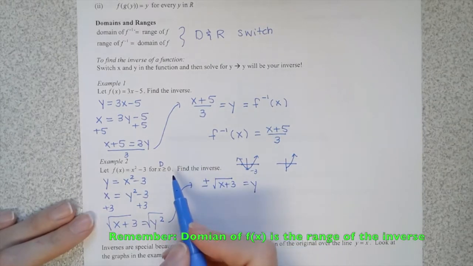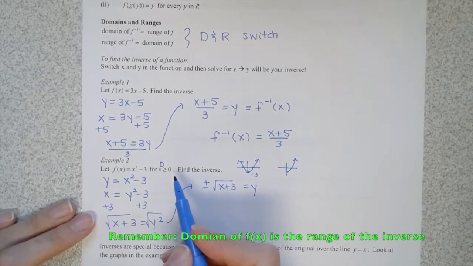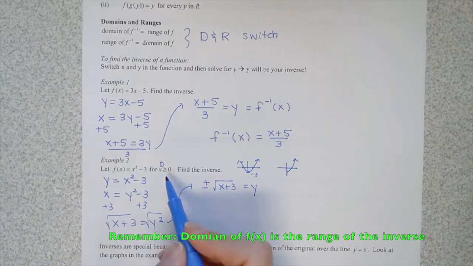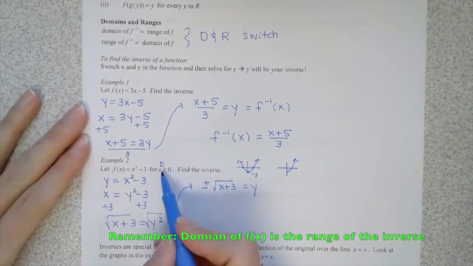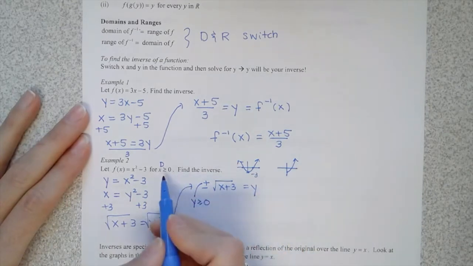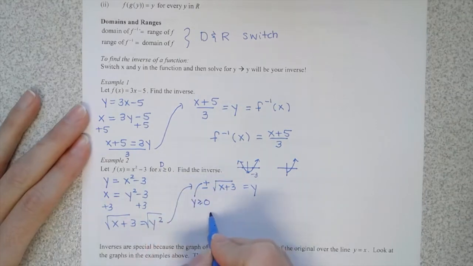Now remember, I said earlier the domain and range switch places. So that means your y values are switching places. That means for this problem, all the y values have to be greater than or equal to 0. So that's why you're going to pick the positive square root. If this up here had said less than or equal to 0, you'd be picking the negative square root.